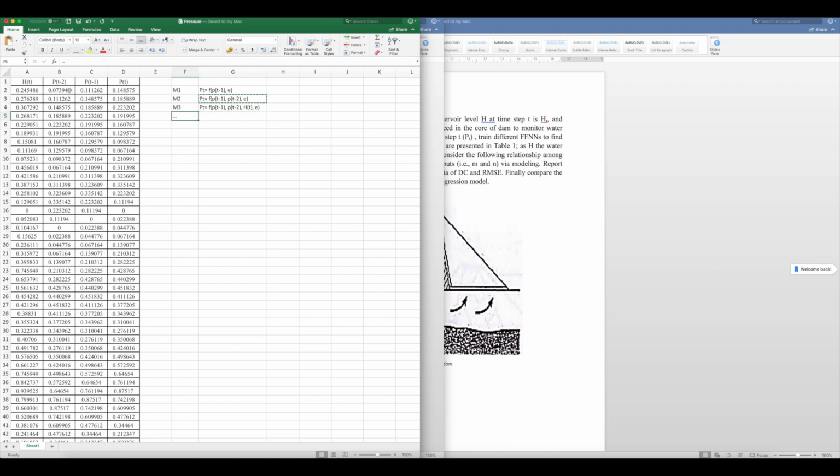So finally, we have got our inputs, and these are our inputs for these three models. For the first model, this is the target and this is the input. For the second model, these are the inputs and this is the target. For the third model, these are the inputs and this is the output.